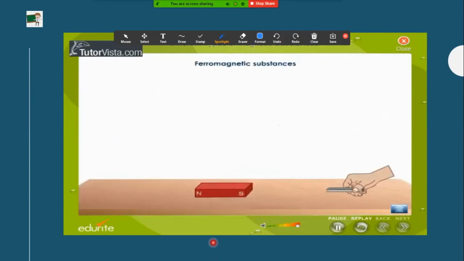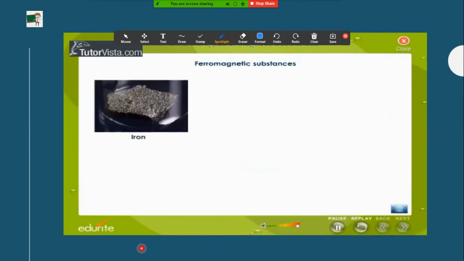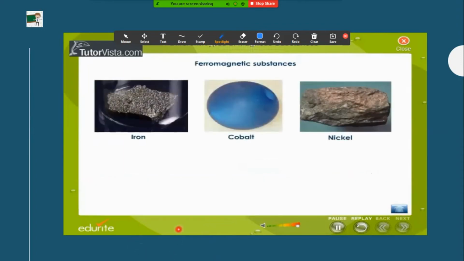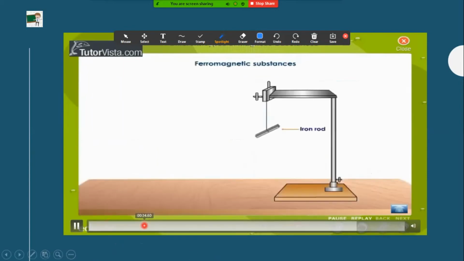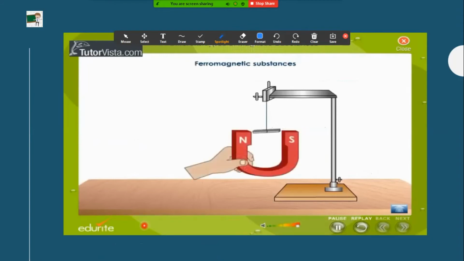Ferromagnetic substances. Substances exhibiting strong magnetic properties are called ferromagnetic substances. Iron, cobalt, nickel, steel, alnico, etc. fall under this category. If an iron rod is suspended in a magnetic field, it quickly aligns itself along the direction of the magnetic field.